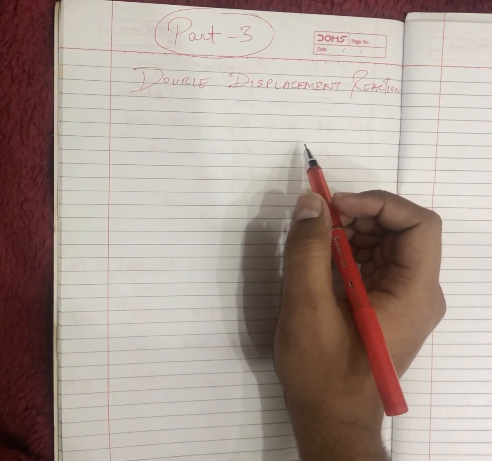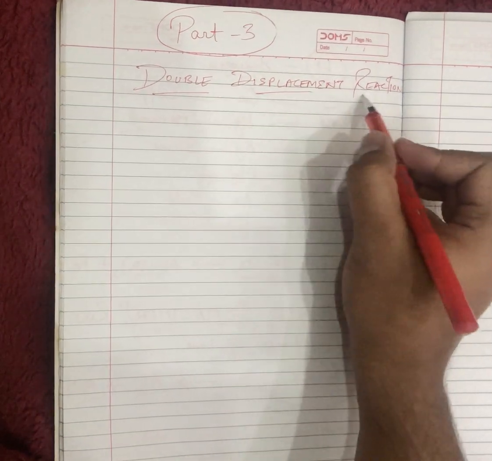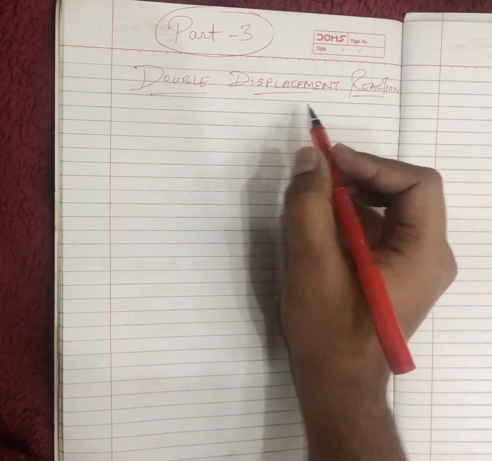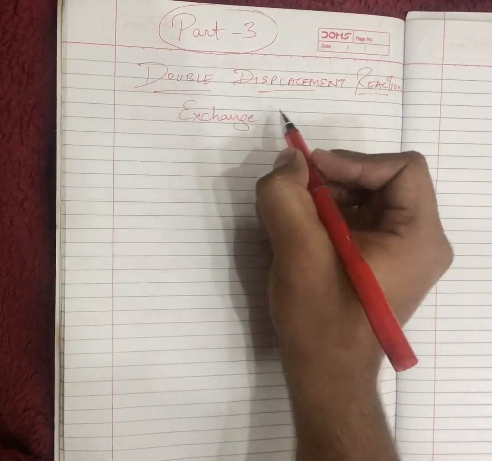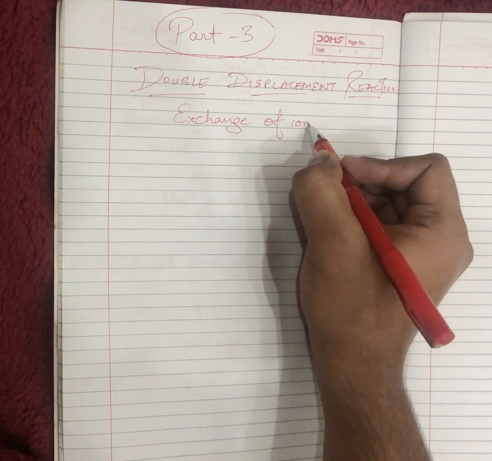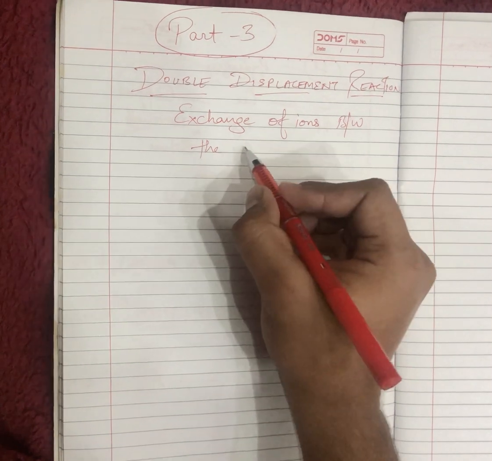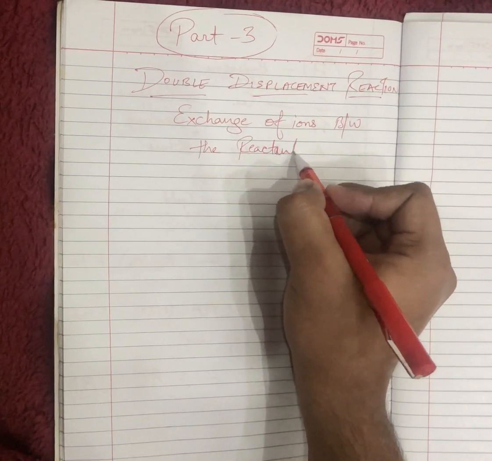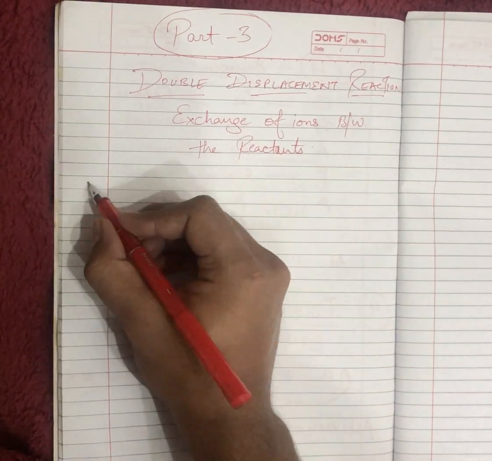Okay students, now in last class we discussed the double displacement reaction. I'll repeat it again. The double displacement reaction is the reaction in which basically there is exchange of ions between the reactants. रिएक्टेंट्स के बीच में जो आयंस एक्सचेंज होते हैं उस टाइप की रिएक्शन को हम क्या बोलते हैं? डबल डिस्प्लेसमेंट रिएक्शन. फॉर एग्जाम्पल, I'll take one example.